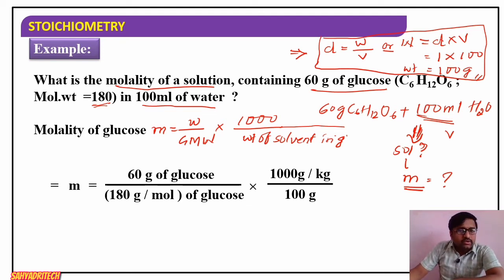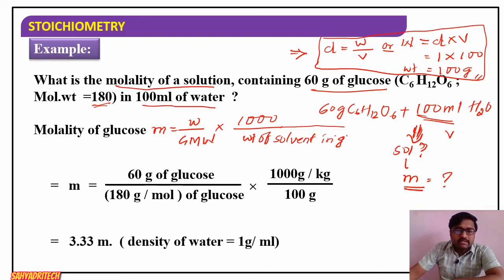So 60 by 180 into 1000 divided by 100. On simplification, what we get? 3.33 m. Density of water is 1 gram per ml, therefore we have taken 100 gram here. So what is the answer? Molality of that solution is 3.33 molal, small m.